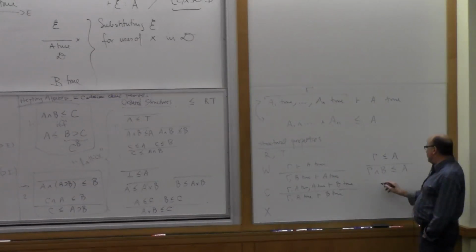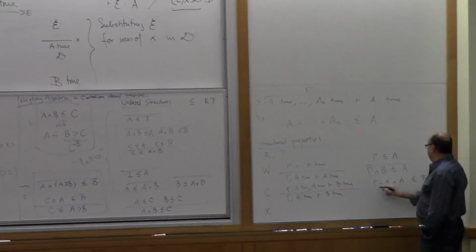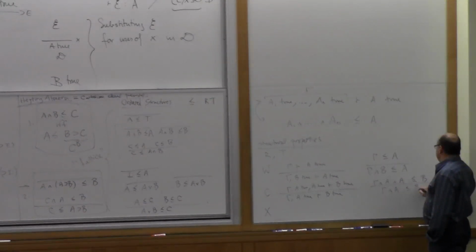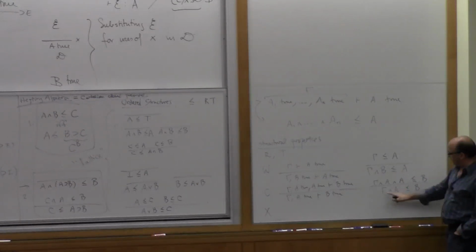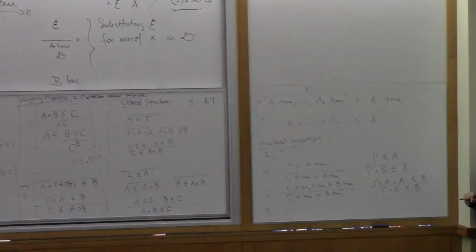So from an order theoretic point of view, this is simply saying if you have gamma and A, and if that's less than or equal to B, then surely gamma and A is less than or equal to B. Well, why? For the same reason I gave before. So this thing is less than that thing, which is less than or equal to B, which is therefore less than or equal to B by transitivity. So that's an easy one.